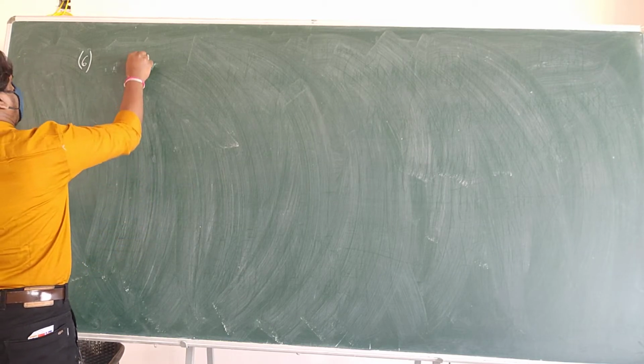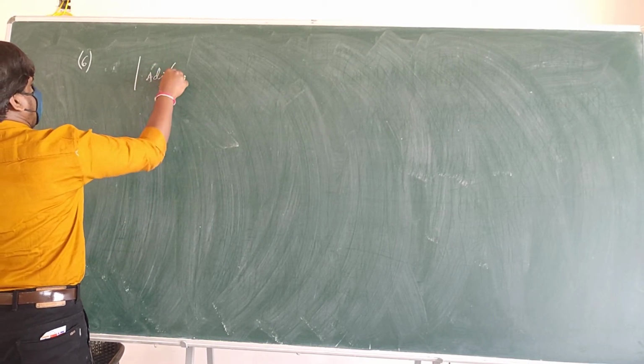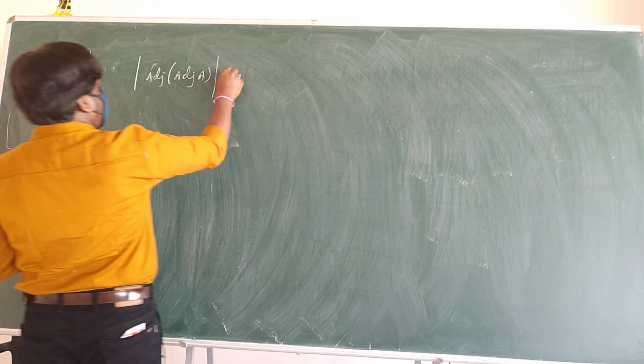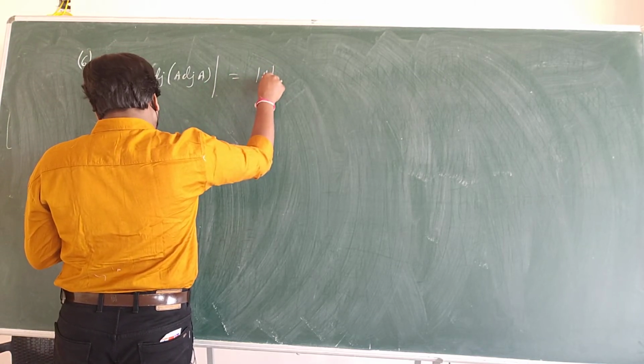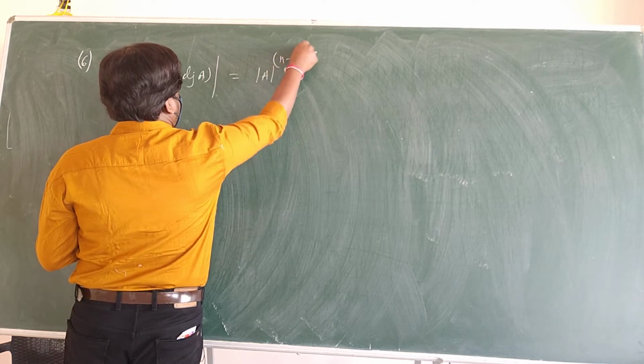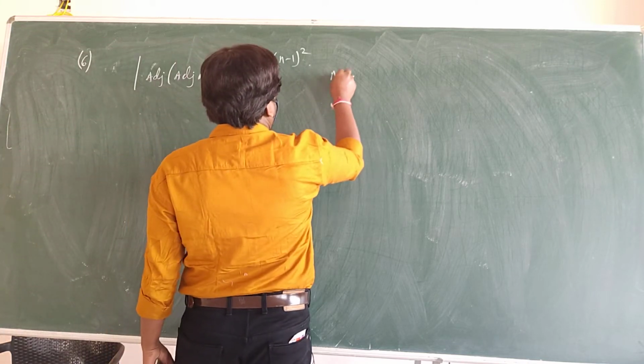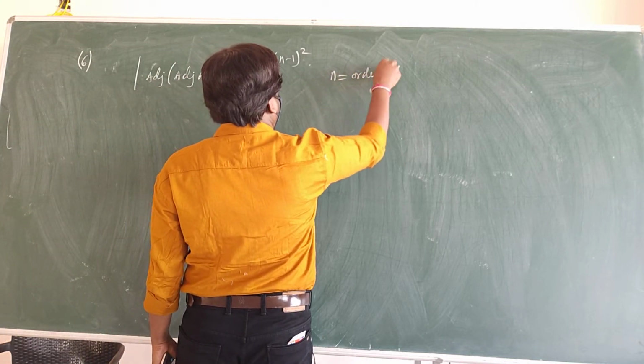Third, last and final property: determinant of adjoint A is equal to determinant A raised to the power n minus 1 whole square. So all properties we have completed successfully with proof. Here n indicates the order of the matrix all the time.